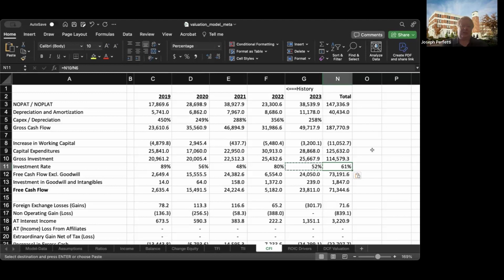Again, not a straight line. 2.7 billion of free cash flow in 2019, growing to 24 billion in 2021, falling to 6.5 billion in 2022, and then rebounding back to 24 in 2023. And you can see that one of the reasons why 2022 free cash flow was lower is because capital expenditures was almost $31 billion in 2022. And that was at the time of a lower income of 32 billion versus the more recent 46 and 50 billion gross cash flows. So that caused them to have an 80% reinvestment rate in 2022, giving them the lowest free cash flow of the 5 years at 6.5 billion.